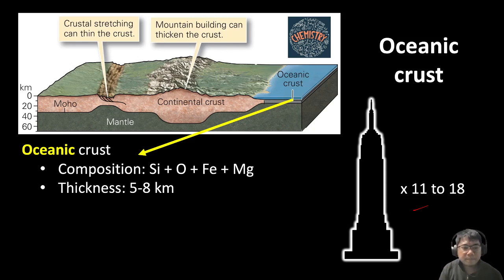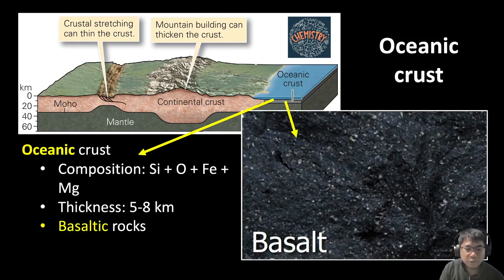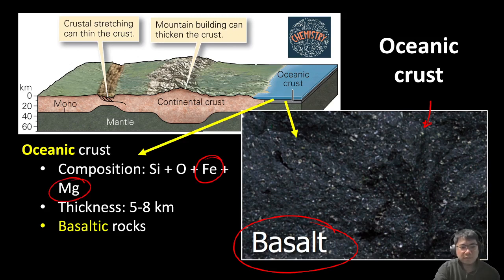Okay, and the type of rock is basalt, and as you can see here, the basalt looks so much different from the granite picture that I've already shown you before. Basalt is a type of igneous rock that looks very dark in color. Okay, and the reason why it gets dark in color is because of the presence of these metal elements within the rocks, which is iron and magnesium mostly.